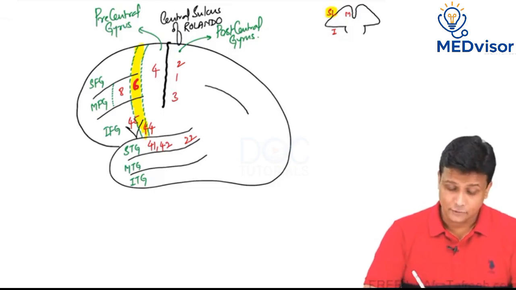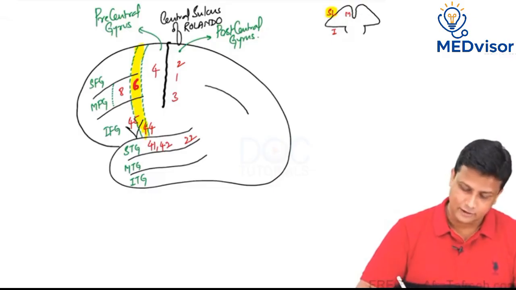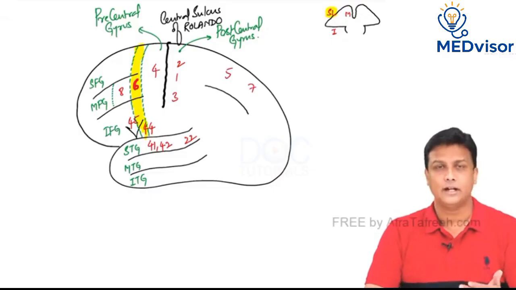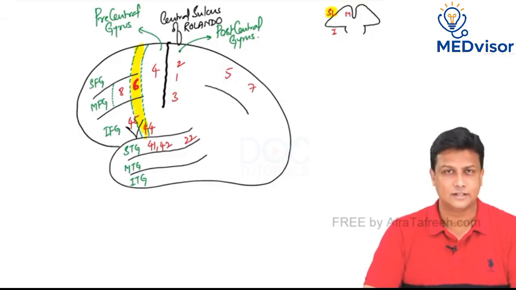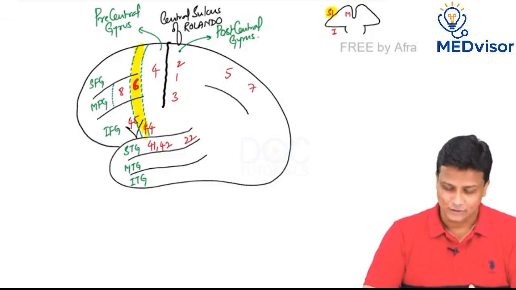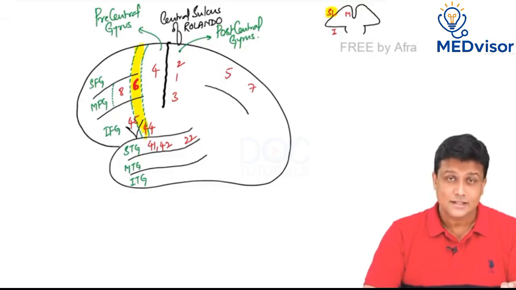By the way, sir, which area do we have here? Remember, in the superior parietal lobule you'll have area number 5 and area number 7, and that will be the sensory association area. So I repeat again, the primary sensory area will be area number 3, 1, 2. Sensory association area will be 5 and 7.